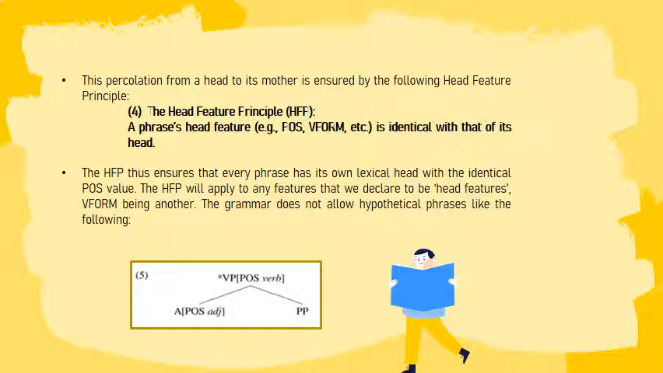Head feature principle: the head feature of a phrase, for example part of speech and verb form, is identical with that of its head. The head feature principle thus ensures that every phrase has its own lexical head with the identical part of speech value. The head feature principle will apply to any feature that is declared to be a head feature, verb form being another. The grammar does not allow hypothetical phrases like the following.